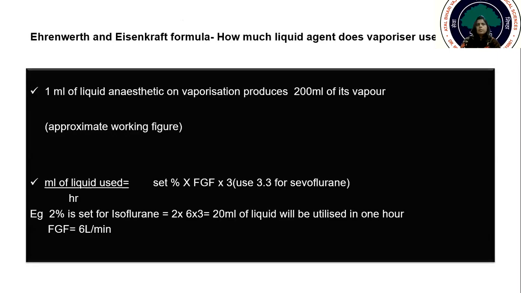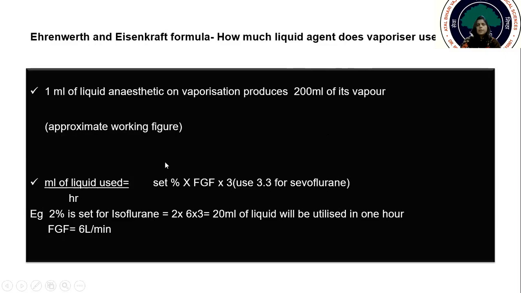Before concluding, we should all know what is the Rathbone and Eisenkraft formula, how to calculate how many ml of liquid will be used per hour. There's an approximate working figure that 1 ml of liquid anesthetic on vaporization produces 200 ml of its vapor. This is the approximate working figure which we use with the formula for ml of liquid used per hour.